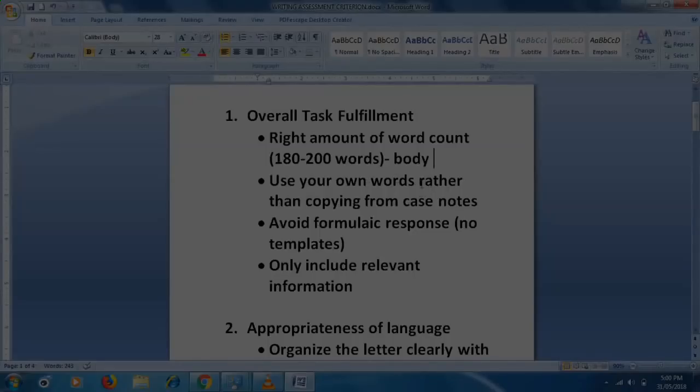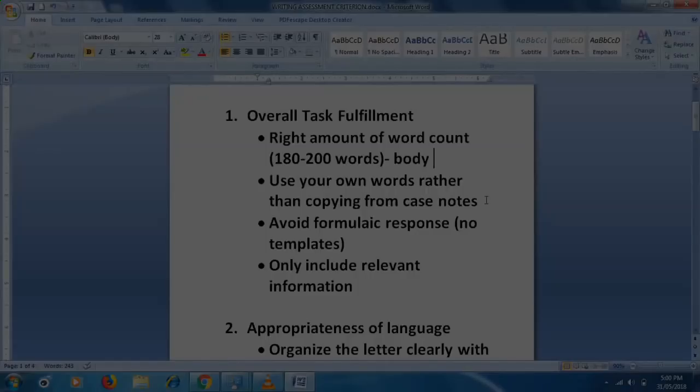Then use your own words rather than copying from the case notes. Essentially what this means is that rather than copying phrases or words from the case notes, you should try and paraphrase and use synonyms wherever necessary in the body of the letter. But then this is something, again, which can be misconstrued and misunderstood.